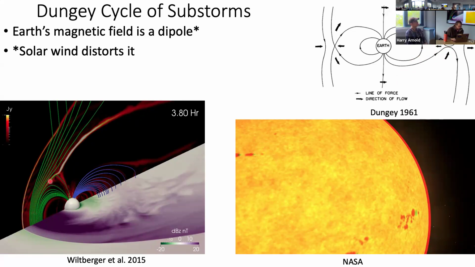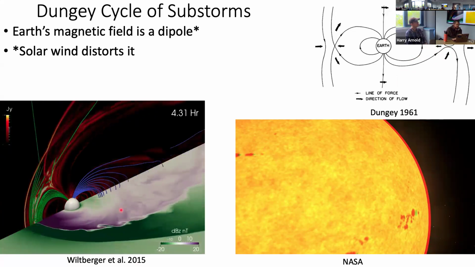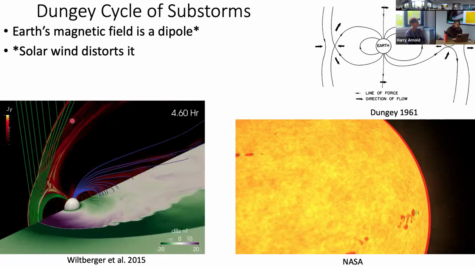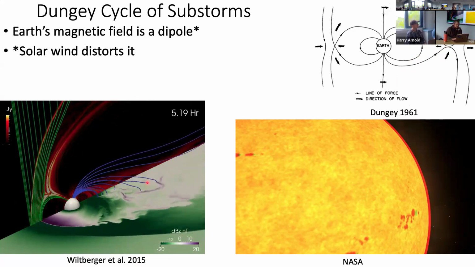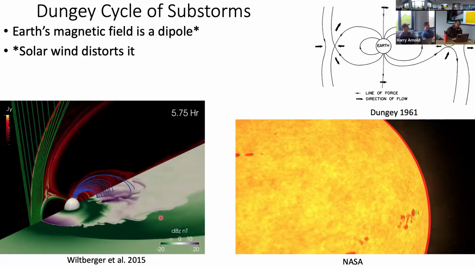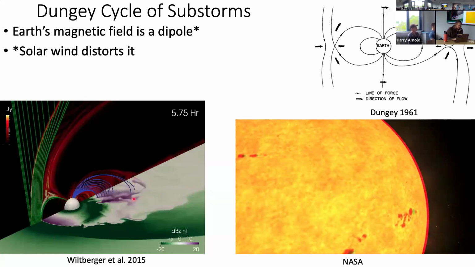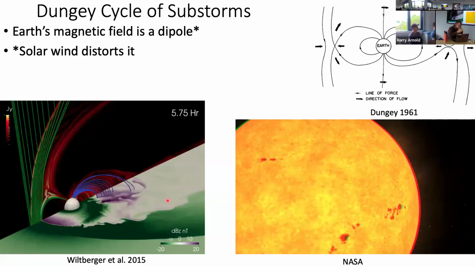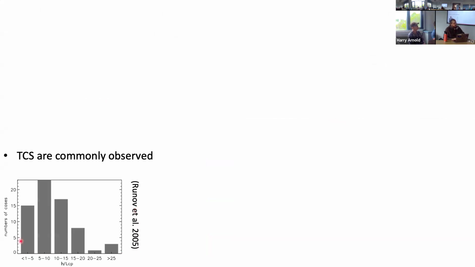This is a great video from Wiltberger et al. 2015 illustrating this. This is a simulation, and it shows you both the meridional plane, where you can nicely see the field lines, day side reconnection, and night side reconnection, but you can also see the equatorial plane, which I'm going to talk a lot about, because this is where you can see those flows, those purple lines, and you can see the dipolarization of the magnetotail. I'm going to skip the second video because I think we probably don't need it.